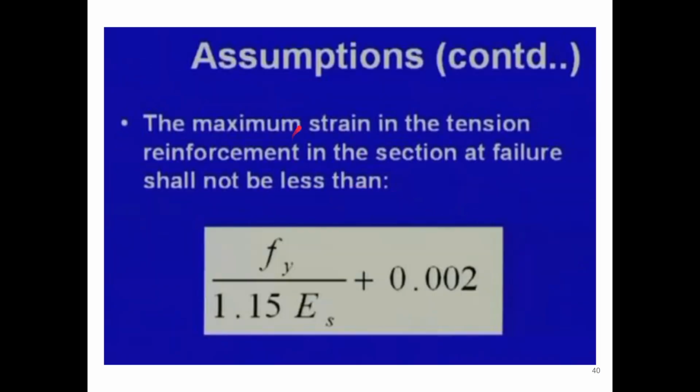Apart from that, the maximum strain in the tension reinforcement in the section at failure should not be less than Fy by 1.15 Es plus 0.002. So for concrete, the maximum strain in compression is 0.0035, and for tension, the maximum strain in the reinforcement at failure should not be less than Fy by 1.15 Es plus 0.002. Here the Es value is constant, it is 2 into 10 to the power 5 megapascal, so it is mainly a function of Fy, the yield strength of the steel.